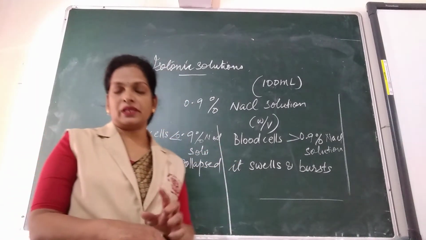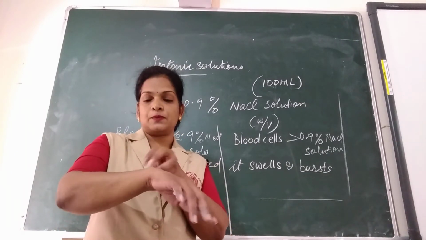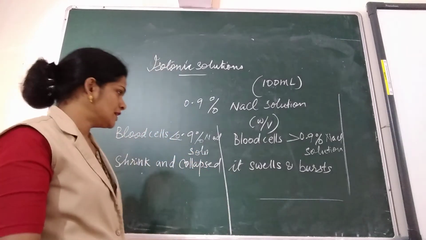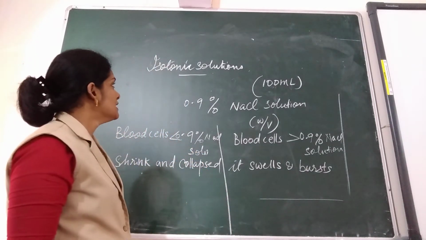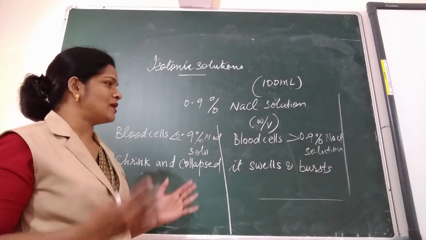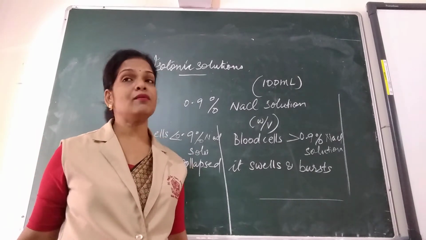Otherwise, you must have noticed while putting the drips, this portion is swollen. This portion where the needle is there, it is swollen sometimes. It should not be there. Okay, so the things which are getting injected into your bloodstream should have the same osmotic pressure as that of our blood cells.